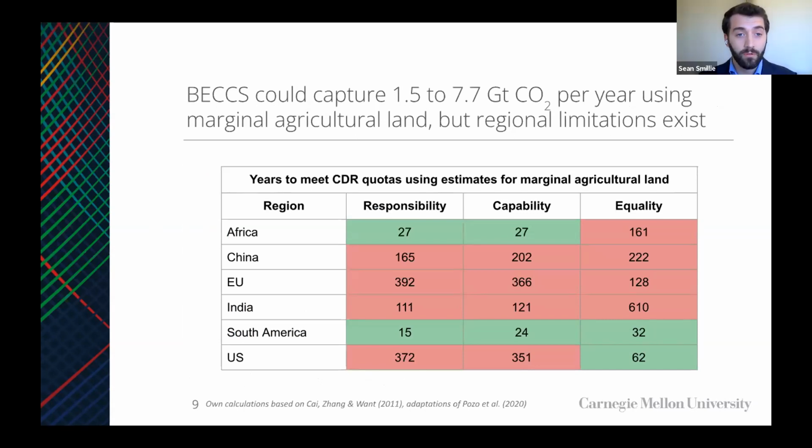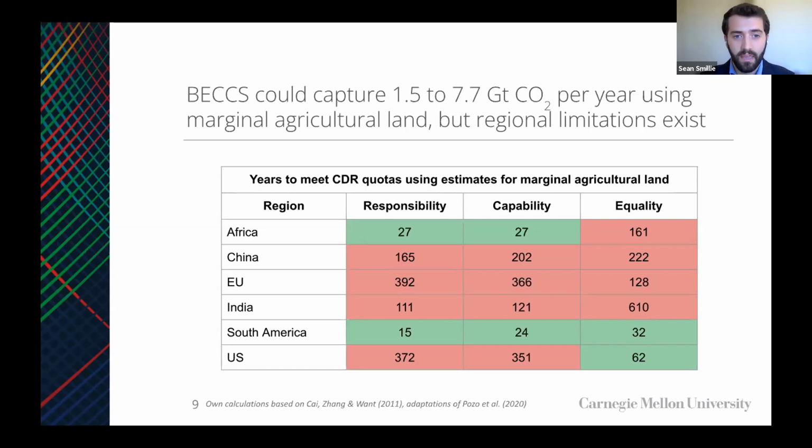Thanks, Luke. Now we'll move from the country allocation quotas to look at regional deployment constraints. We've considered 2 constraints on global and regional deployment potentials, which are geological storage and land use. So to begin with, land use is a significant concern for some net negative technologies, particularly for BECCS and afforestation, due to concerns around exacerbating food insecurity and impacts to local ecosystems. To minimize these impacts, we used estimates for the regional availability of marginal agricultural land, which is abandoned or degraded cropland. And from there, we've estimated the BECCS capacities.